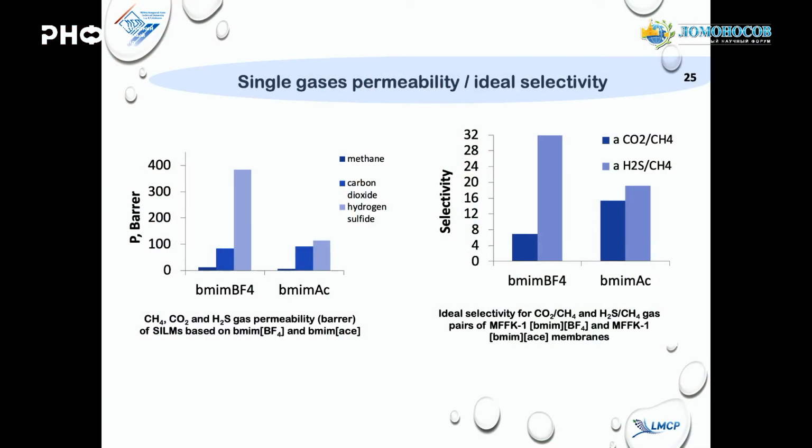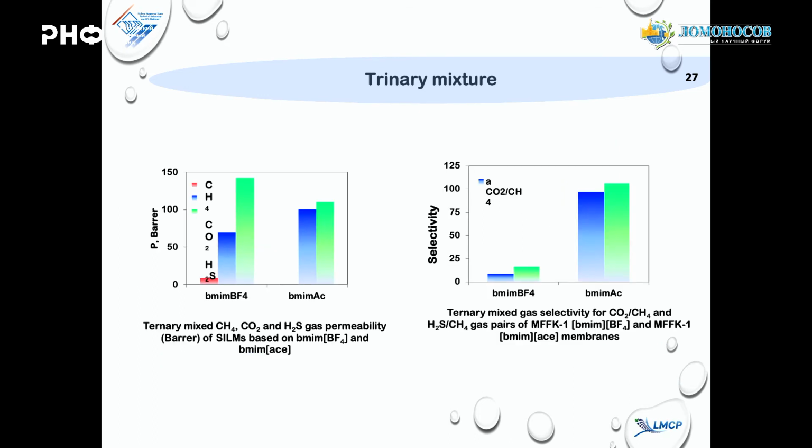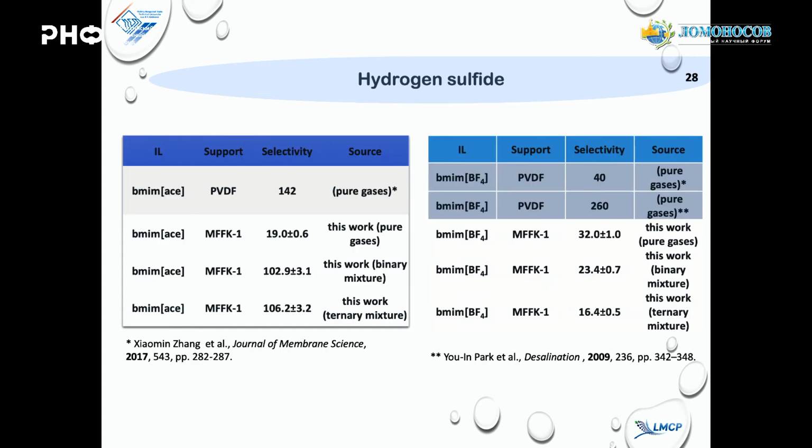And there are several slides where we compare the single gas permeation and ideal selectivity, and how they are influenced by different ionic liquids, bemene boron fluoride or bemene acetate, inside this porous support, and what is the change with the binary mixture, and what are the numbers for the trinary mixture. Of course, it's easy to combine when you have some table.